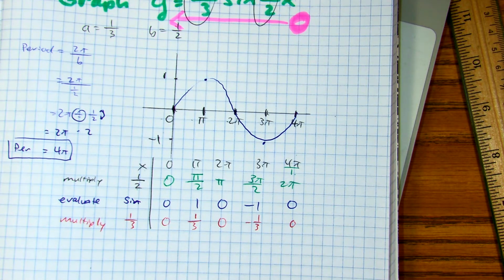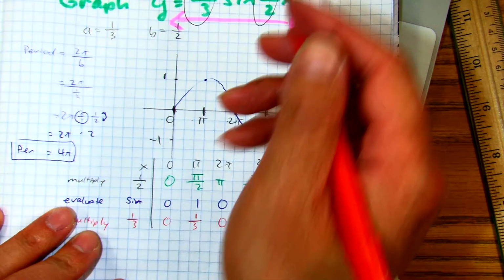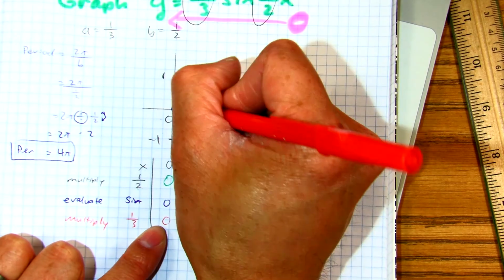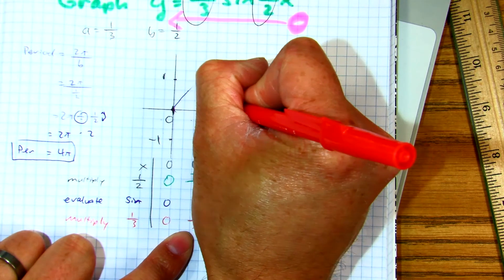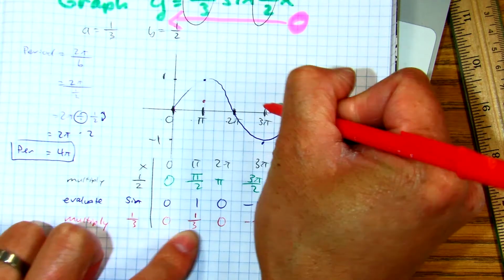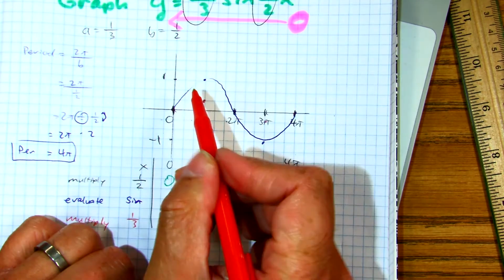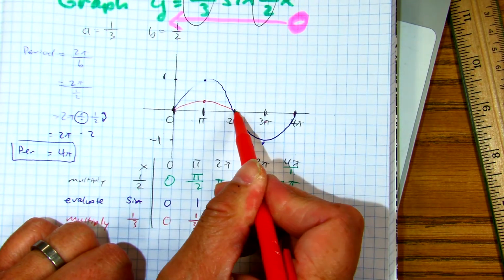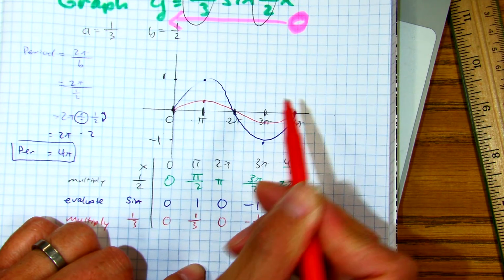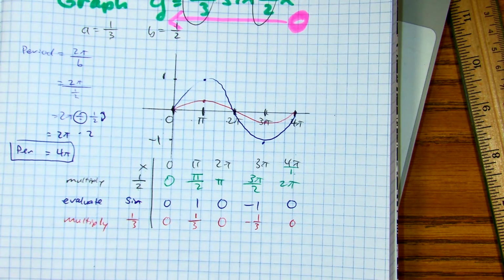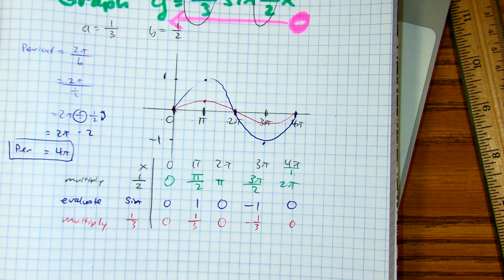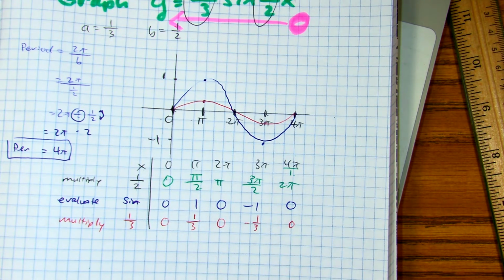But then you sit up with your friends all night long. 0, 1/3, 0, -1/3, and 0. What happened to your energy level the next day? Your amplitude kind of died, didn't it? And there it is.